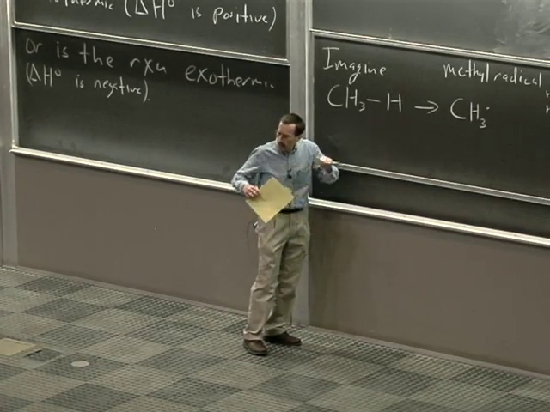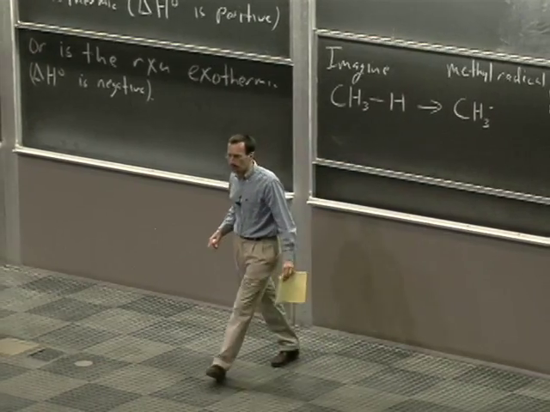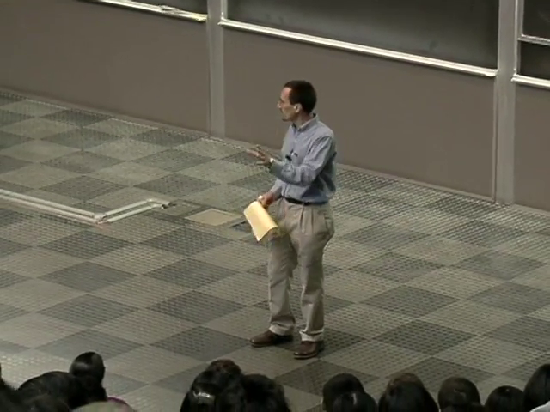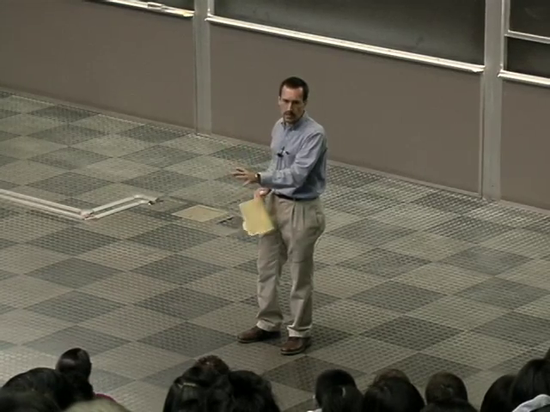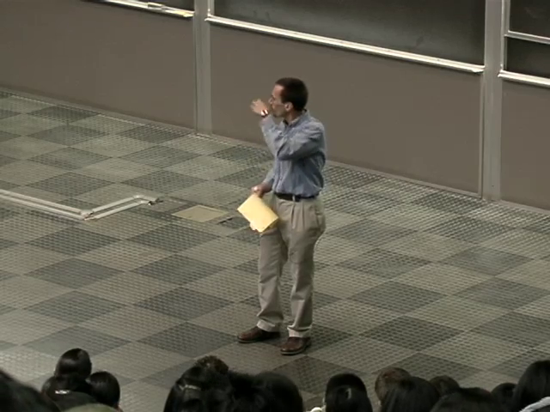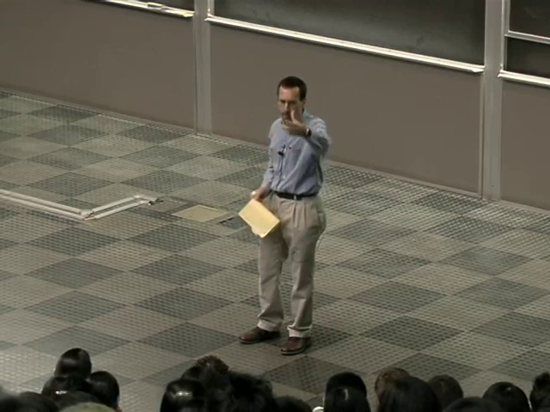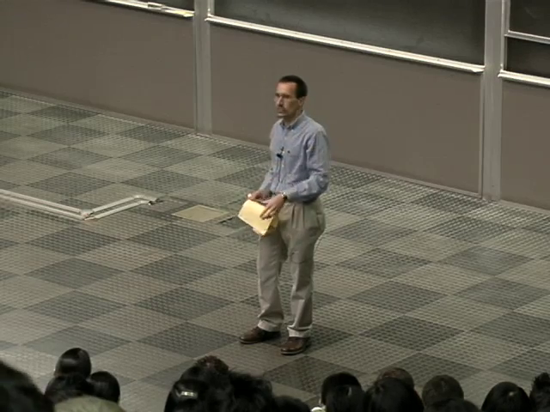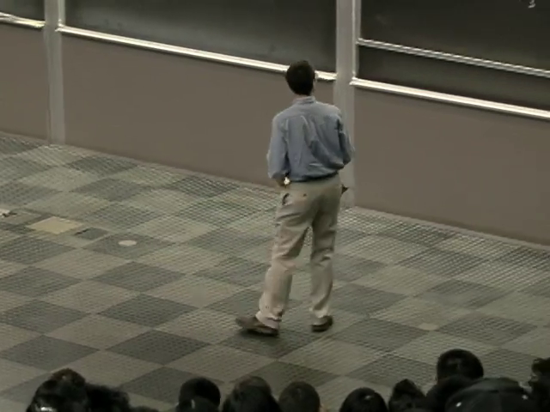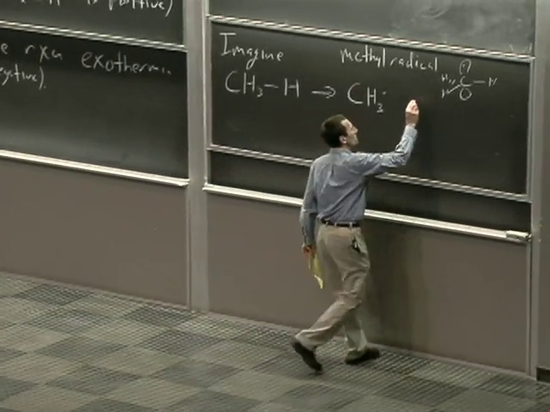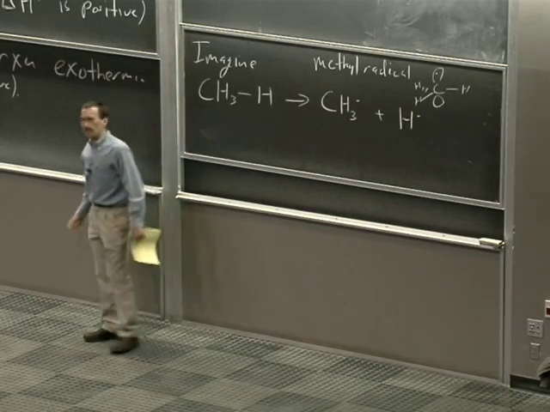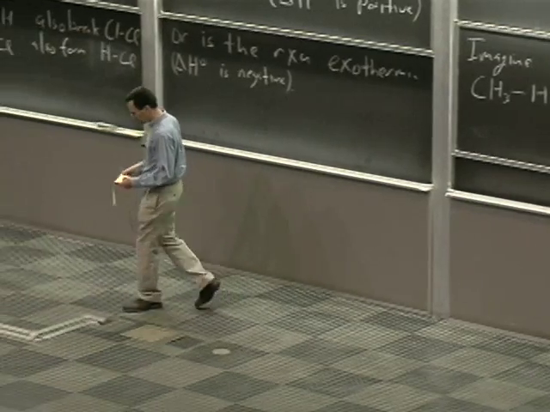Just imagine, because we're going to have a chart, and if you've read your chapter 6, we've already seen on page 207, there's a table that gives us lots of bond dissociation energies for specific molecules, but there are also archetypes for general bonds where you have, say, a primary carbon bound to a hydrogen, or a secondary carbon bound to a hydrogen, or a tertiary carbon bound to a hydrogen. So imagine that we break the methyl hydrogen bond to get a methyl radical and a hydrogen atom.